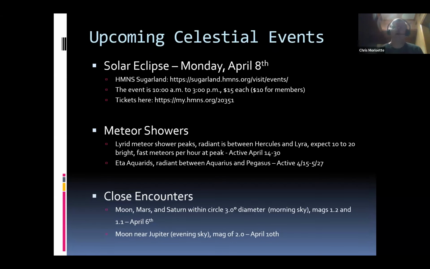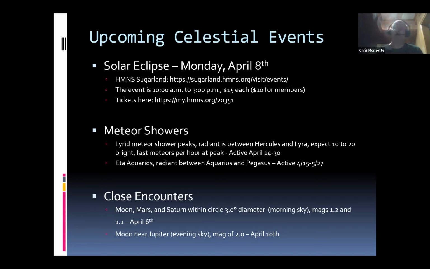So in addition to stargazing, we have some upcoming celestial events. Not sure if you've heard, but we're having a solar eclipse here on Monday the 8th. If you don't have plans to go out to the hill country to look at this, the Houston Museum of Natural Science in Sugar Land is putting on a viewing event. This event is from 10 a.m. to 3 p.m. on Monday.